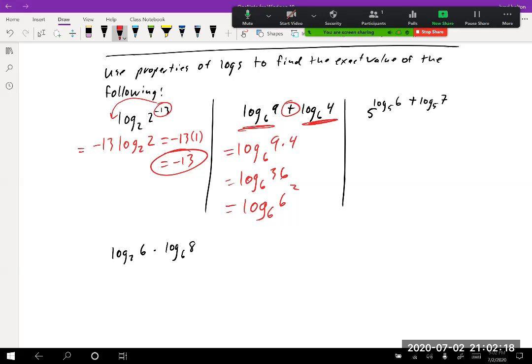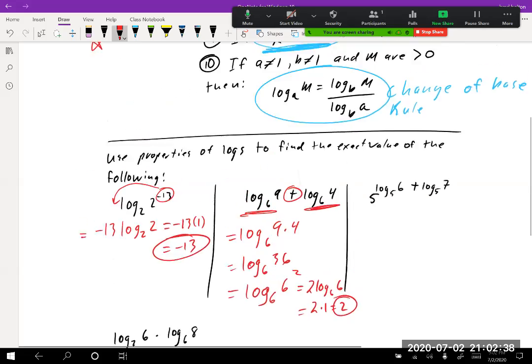Now what can I do with that power? Can I move that power now to the front? So this will now become 2 log base 6 of 6. But we know log base 6 of 6 is 1, so this is 2 times 1, which is 2. Win again, okay?